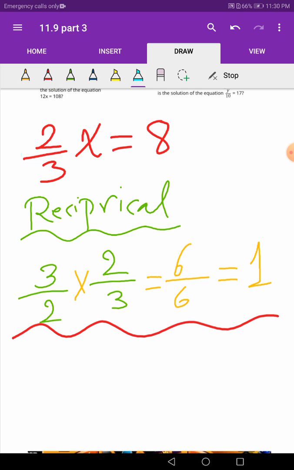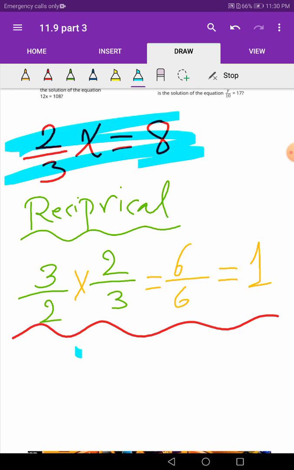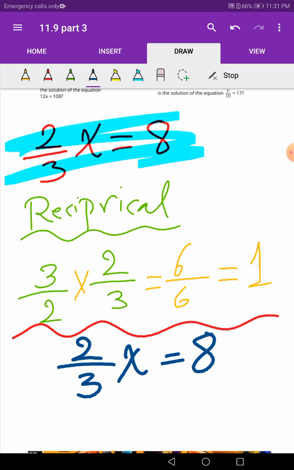So let's go back to my equation. I have 2 over 3 x equals 8. I want to get rid of the 2 over 3 and have the x by itself. So all I have to do is multiply by its reciprocal, which means the fraction flipped upside down, so we have 3 over 2. And remember, when you do something to one side, you have to do the same thing to the second side to keep the equation balanced.